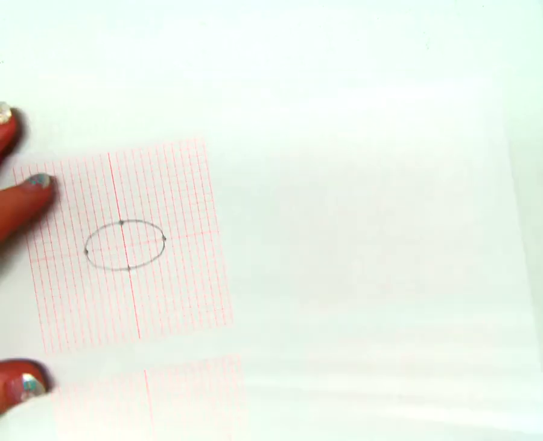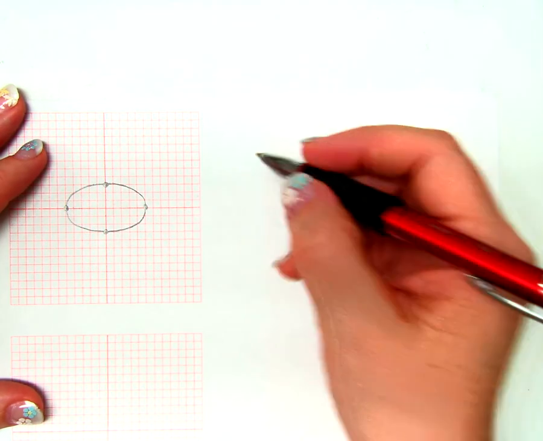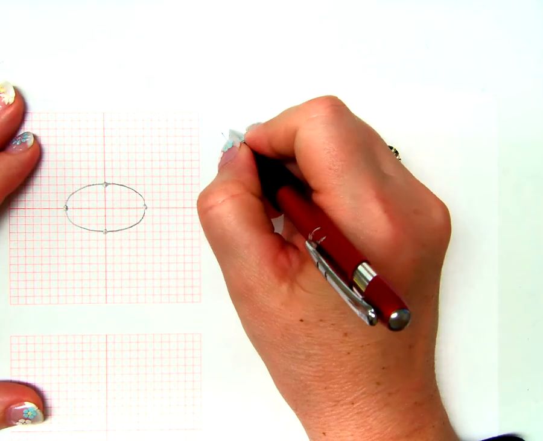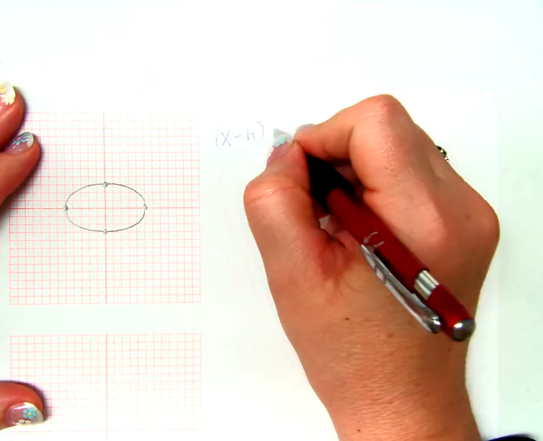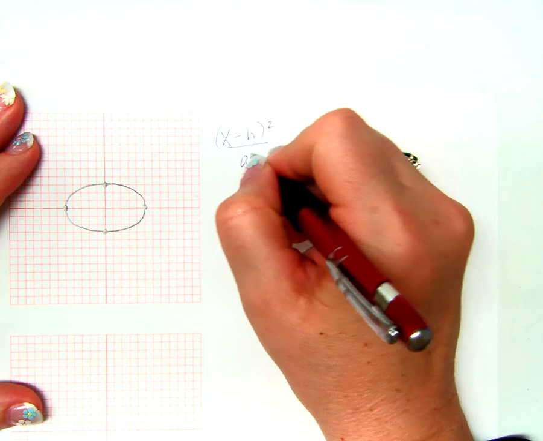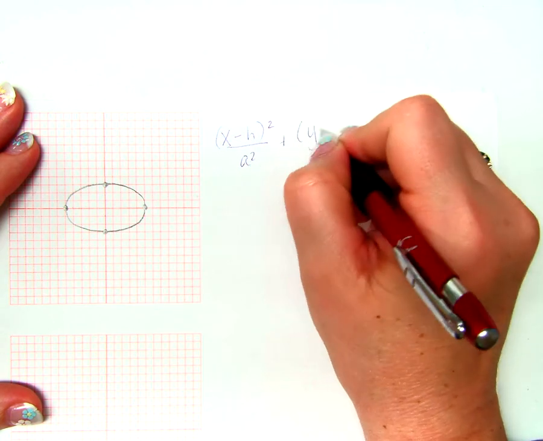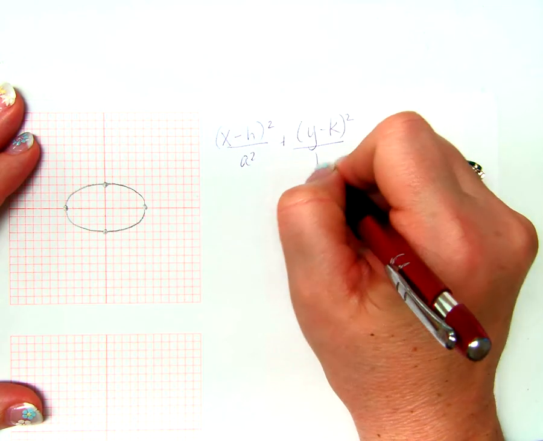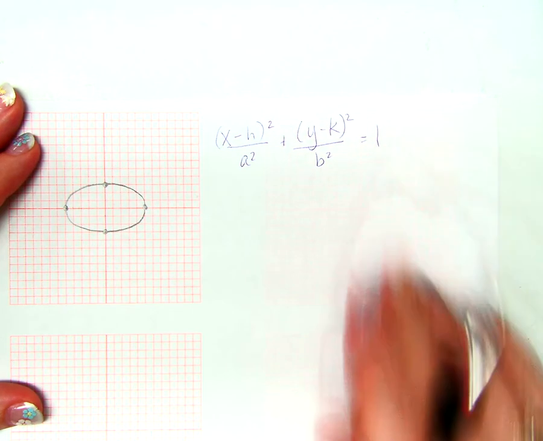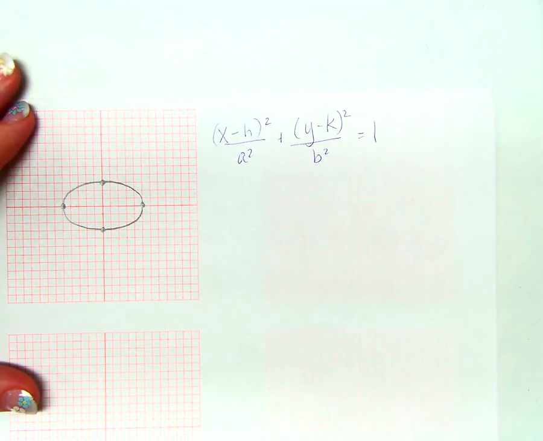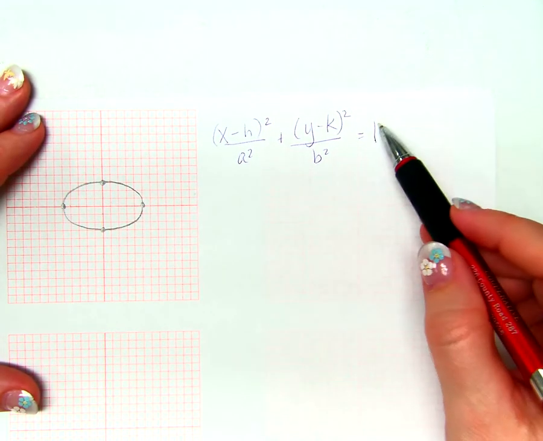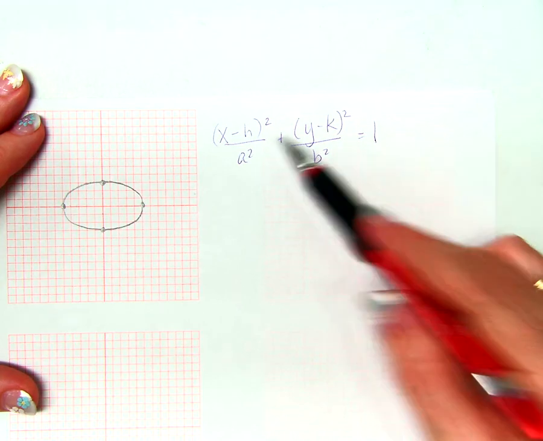If we're looking at this particular ellipse, let me write this formula real quick: (x minus h) squared over a squared plus (y minus k) squared over b squared equals 1. It's got to equal 1 or it's not in the correct form. If it doesn't equal 1, you have to divide everything by that number to make it equal 1.